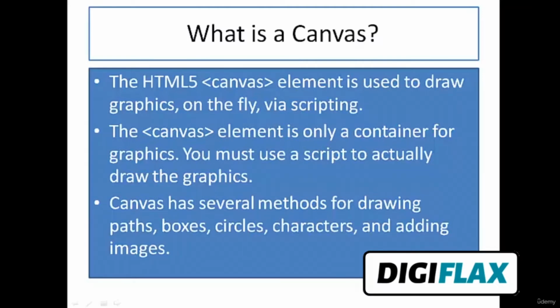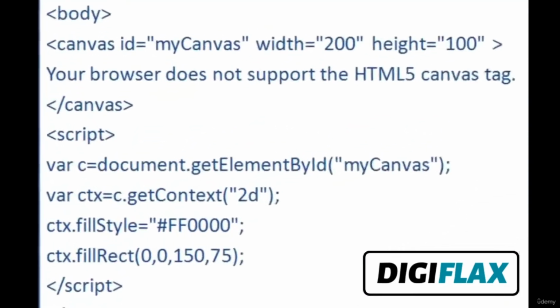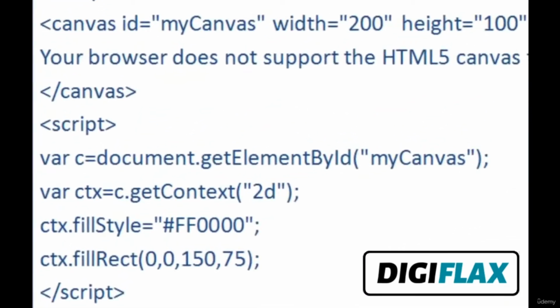Canvas has several methods for drawing paths, boxes, circles, characters, and adding images. But for the sake of this tutorial, we'll only draw a 2D rectangle with the use of canvas element and some JavaScript stuff. So this is the HTML coding for drawing a rectangle.